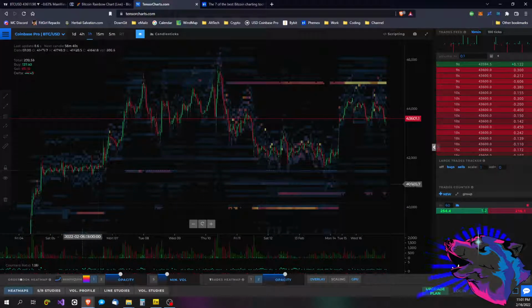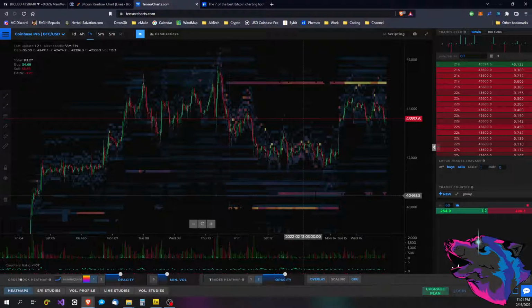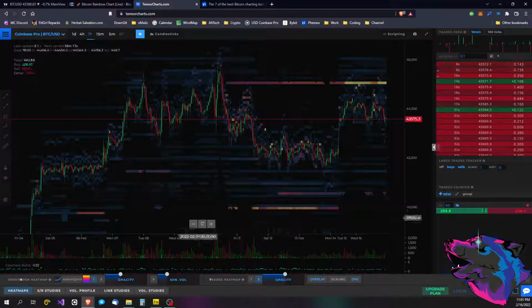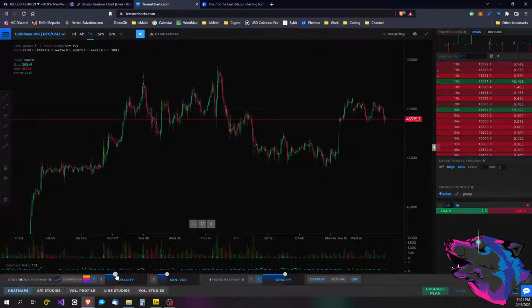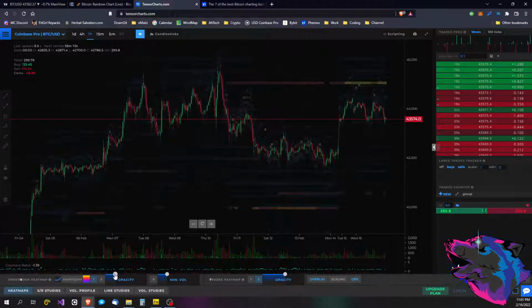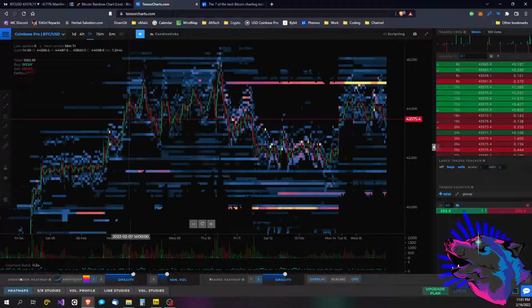But as you can see, we have down here heat maps, support resistance studies, volume profile, line studies, volume studies. I've got it on the heat map right now. And you have lower precision, higher precision, color map. You can change your opacity. It takes a second to load sometimes. You know, it'll make these more transparent, or you can crank it up, and obviously it gets a lot brighter.